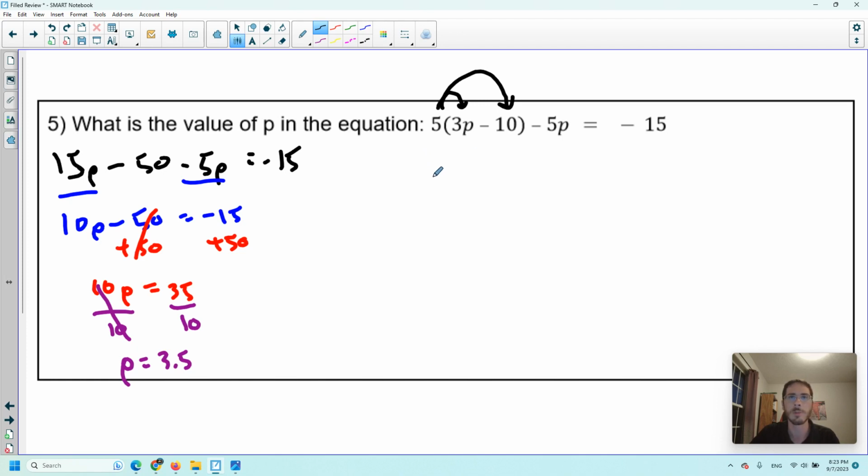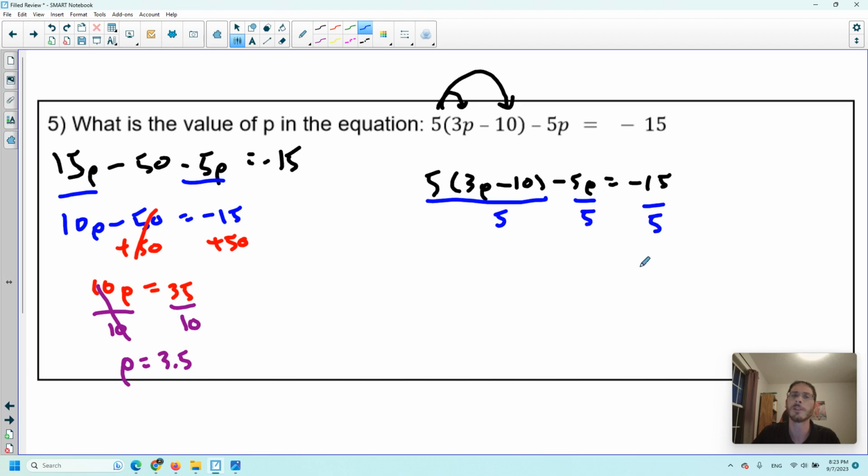So for method number 2, what we're going to do is start back at the beginning. And instead of distribute, we're going to say, well, this is multiplying, and I'm allowed to divide everything if I want to. So if I want to divide everything by 5, I am allowed to do that. Might be a little bit of a strange step here, but those will cancel to 1. And I'll get 3p minus 10, because again, those canceled on this piece. 5p divided by 5 is just 1p, so I can just write p. And then negative 15 divided by 5 is negative 3.